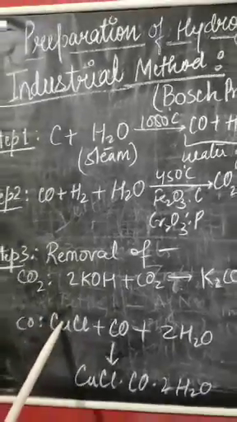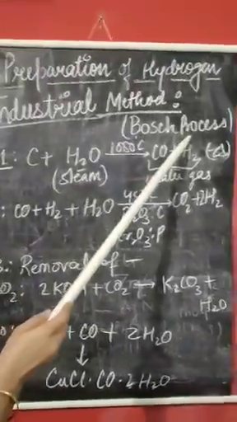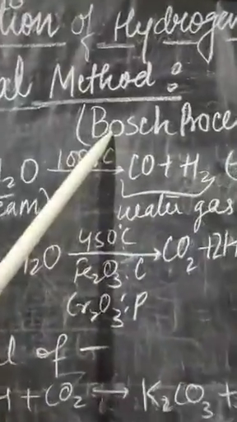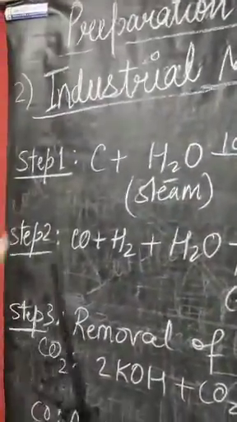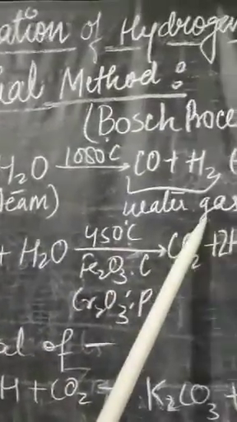Now, second method is industrial method. This industrial method is known as Bosch process. This Bosch process is having 3 steps. First step is production of water gas, means how water gas is prepared.